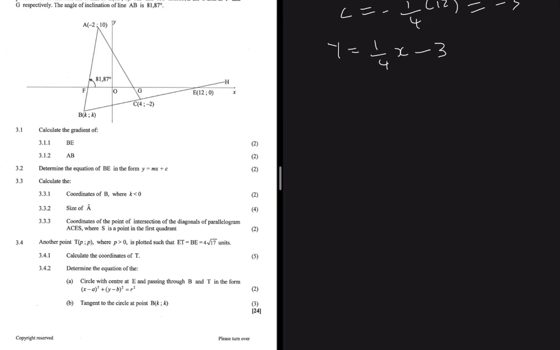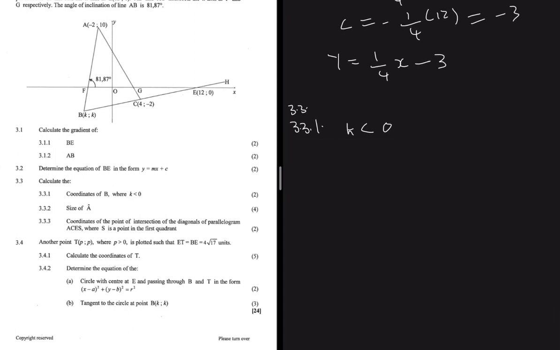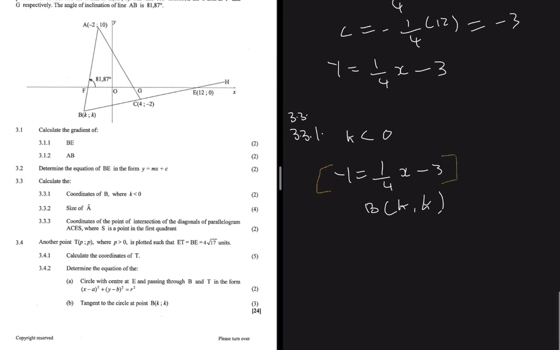Let's move ahead. So now we have 3.3.1. It says calculate the coordinates of B where k is less than 0. So we know that the equation of BE is y equals 1 over 4 x minus 3, and B is made out of (k, k). Because B is made out of k and k, the x and y coordinates are the same. If we substitute it into this equation, we're going to have one variable and we're going to be able to solve it.